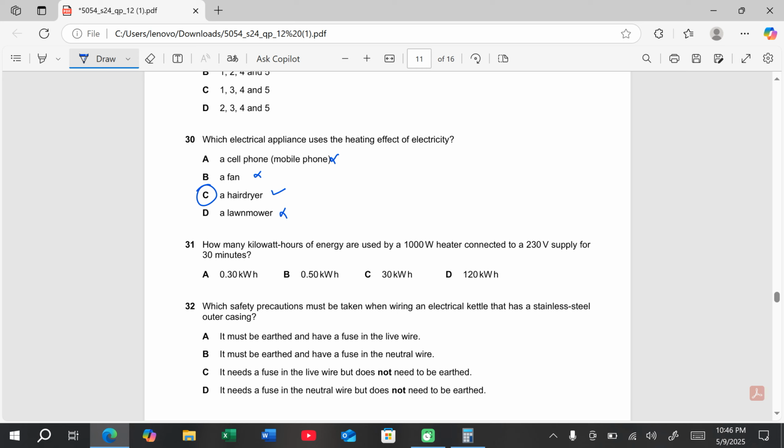How many kilowatt hours of energy are used by this appliance? Okay, so we'll use E equals VIT, but the problem is that in this type of question you need to use the power in kilowatts. Since I have a power of 1000 watts, I'm going to use E equals PT rather. So 1000 watts is 1 kilowatt, and time needs to be in hours, so it has to be 0.5, and I'm going to multiply this, and I'm going to get 0.5 kilowatt hour.